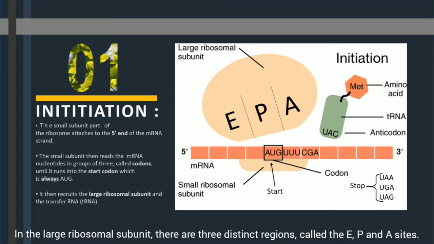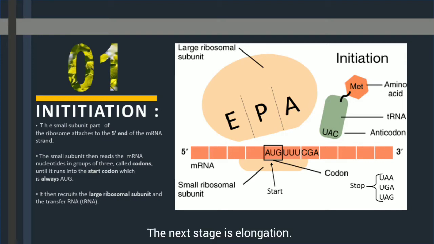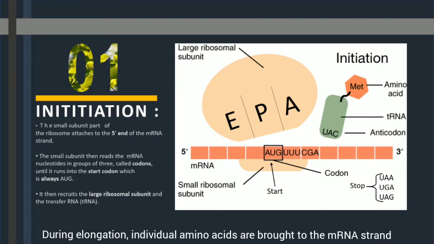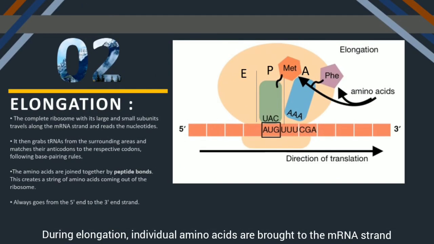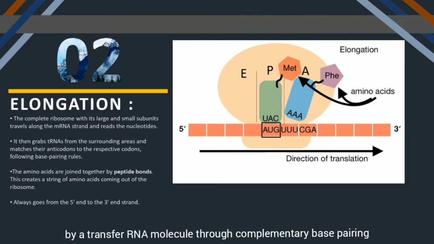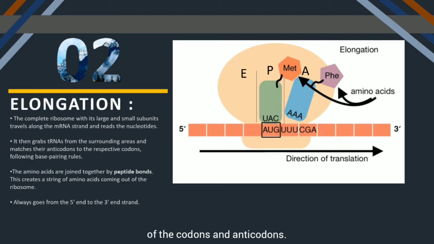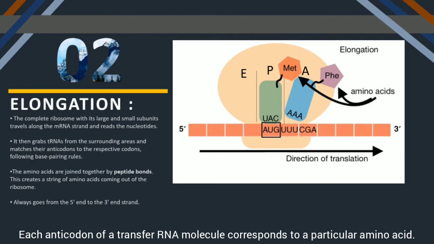In the large ribosomal subunit, there are three distinct regions called the E, P, and A sites. The next stage is elongation. During elongation, individual amino acids are brought to the mRNA strand by a transfer RNA molecule through complementary base pairing of the codon and anticodons. Each anticodon of a transfer RNA molecule corresponds to a particular amino acid.